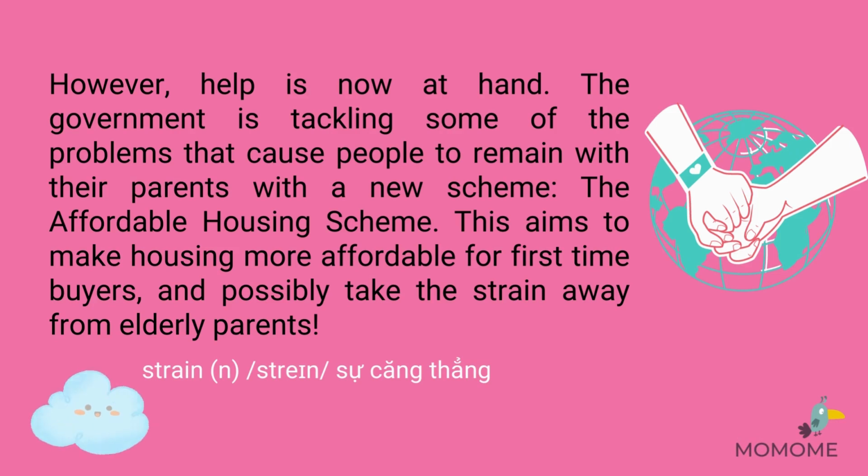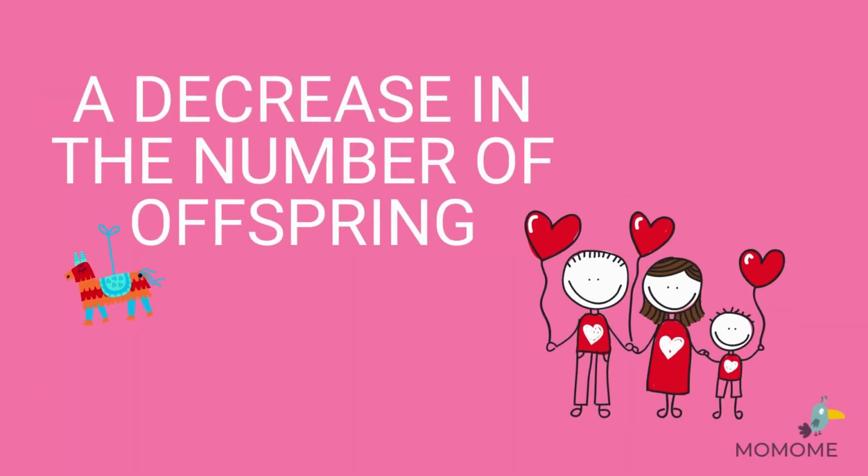However, help is now at hand. The government is tackling some of the problems that cause people to remain with their parents with a new scheme, the Affordable Housing Scheme. This aims to make housing more affordable for first-time buyers and possibly take the strain away from elderly parents.